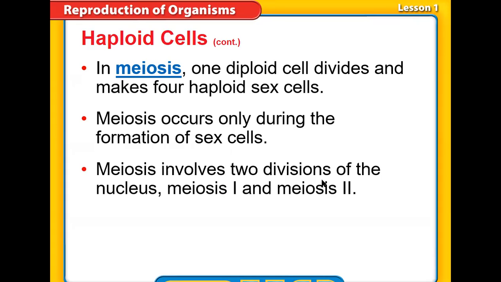Meiosis involves two divisions of the nucleus, meiosis 1 and meiosis 2, while in mitosis, as we know, we just have one division of the nucleus. After mitosis, we have one cell with two nuclei. Then cytokinesis divides the cell into two new cells, each with one nucleus, which is an exact copy of the original one.